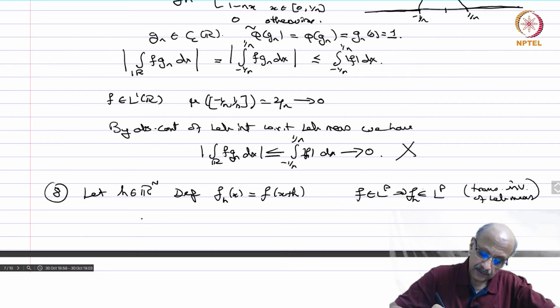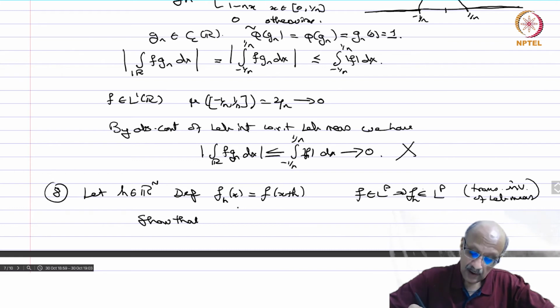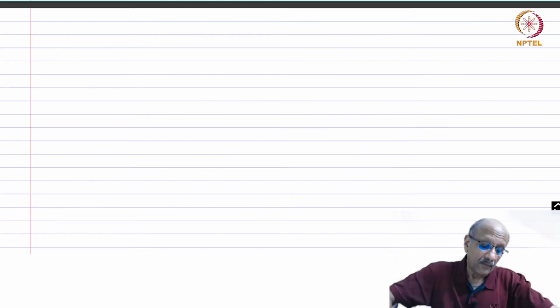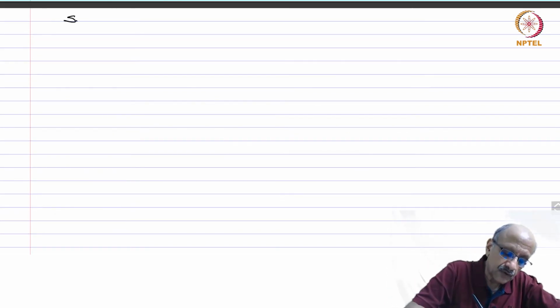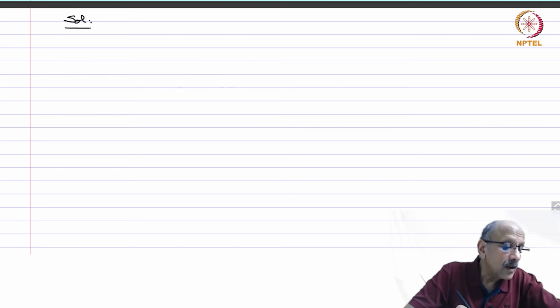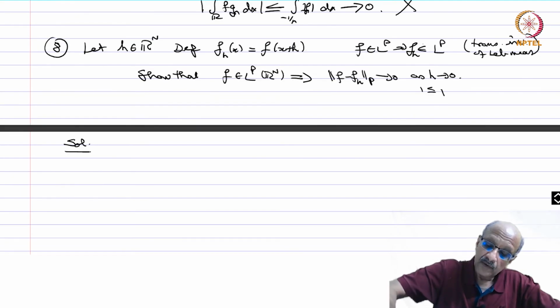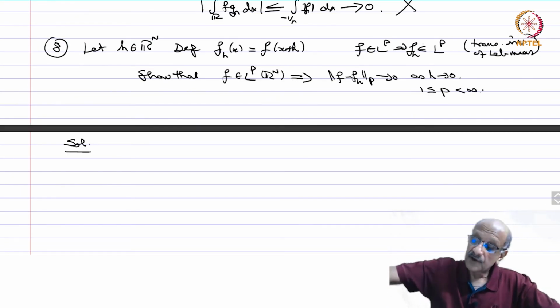Now show that if f is in L^p of R^n, then the norm of f minus f_h in L^p goes to 0 as h goes to 0. So solution. So we have 1 less than or equal to p less than infinity.